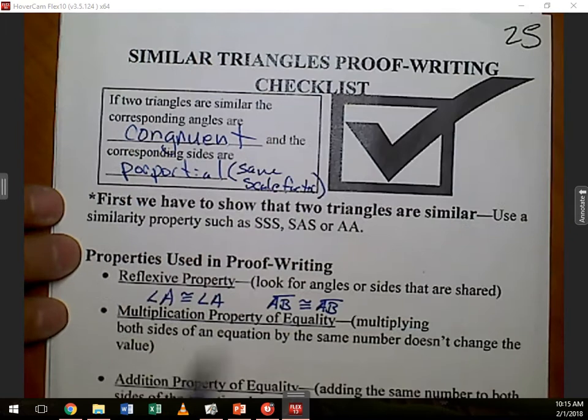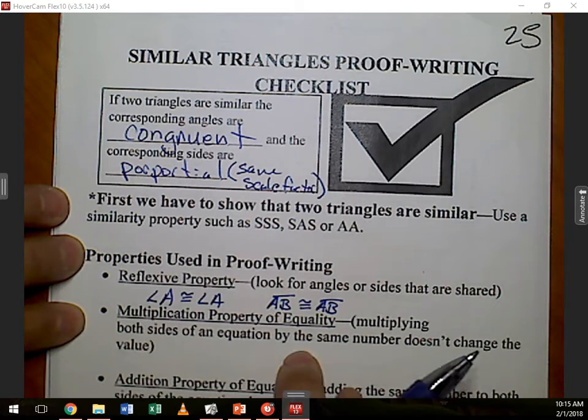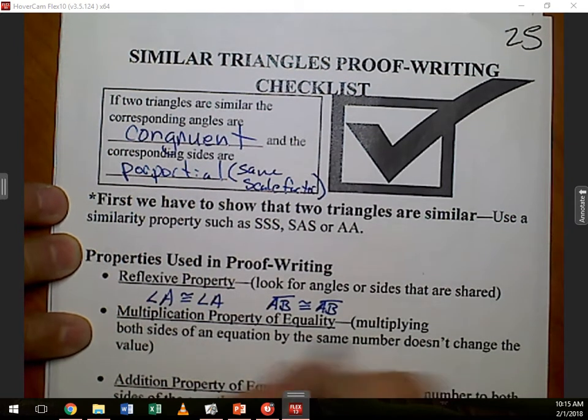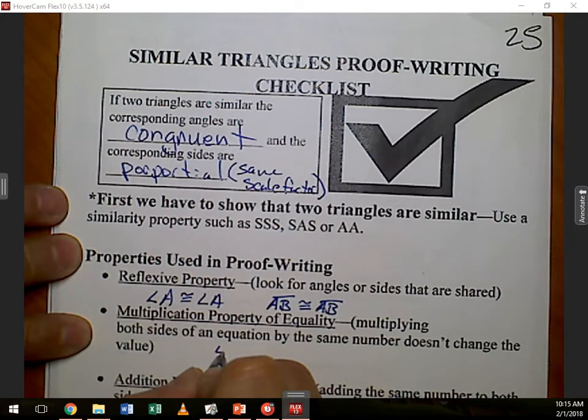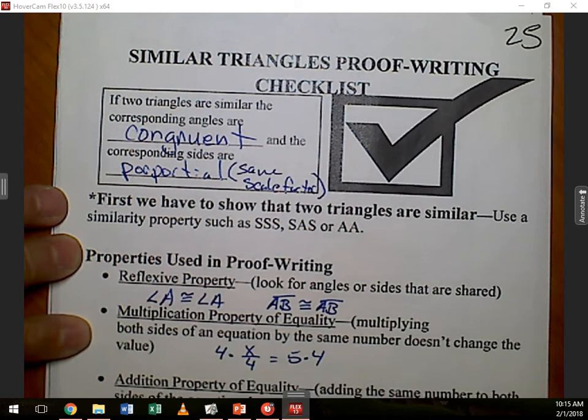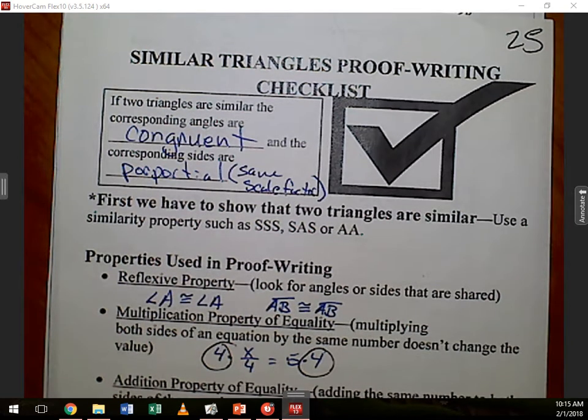So for this one right here, multiplication property of equality. Multiplying both sides of an equation by the same number doesn't change the value. So if I had a problem like x over 4 times 4 equals 5 times 4, my multiplication property is where I'm multiplying both sides by the same number. That is a multiplication property there.